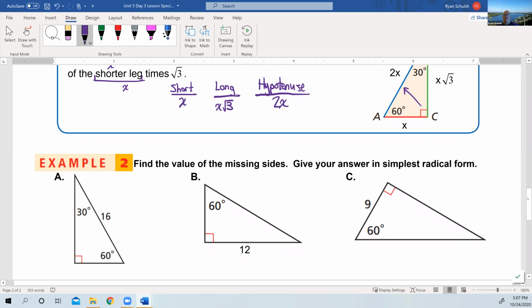So let's look at this example. This side here is my hypotenuse. It's going to be my 2x. This is my short side, so it's just x. This is my long side, not long leg, so it's x square roots of 3. How could I possibly find x?